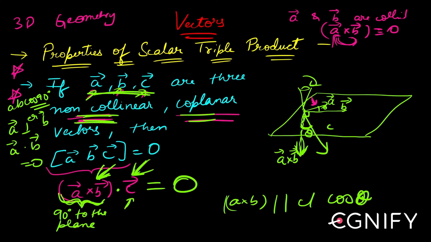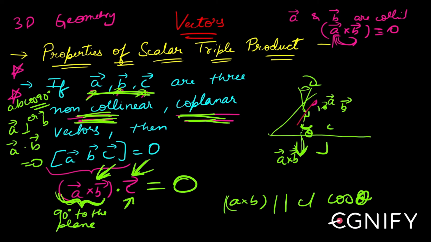Whether this C is in the plane or not will be immaterial, right? It will not matter at all, because this A cross B itself will become 0 if A and B are collinear. So you have to make sure that your vectors are non-collinear, and then if they are to be coplanar, their box product has to be 0. And the reason I've explained to you.